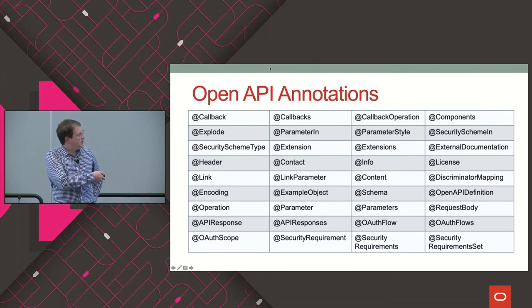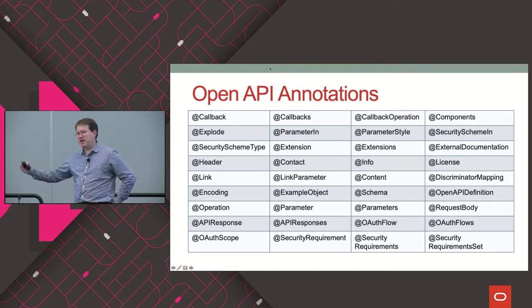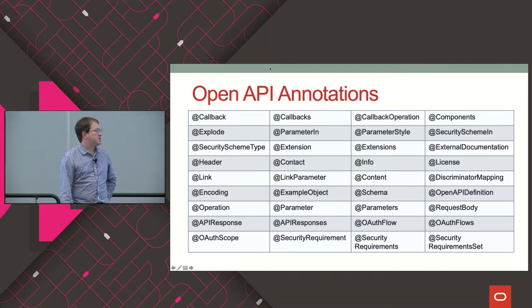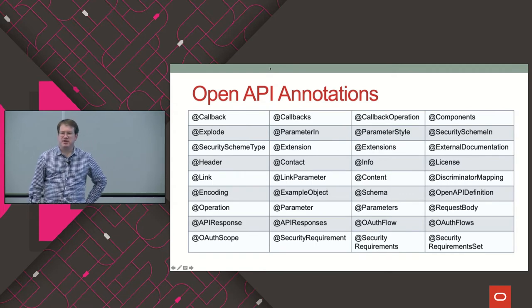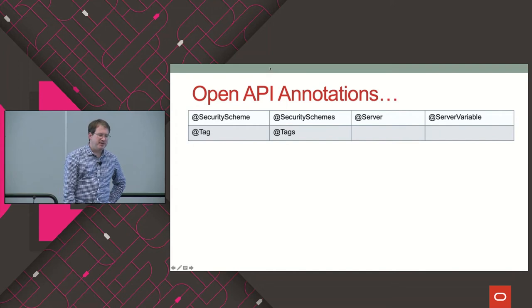The main ones that you end up using are operation, parameter, et cetera. With operation, you document what this operation does, and you can document what an individual parameter is. You just add these annotations onto your JAX-RS service, so it goes in with the rest of your JAX-RS annotations. As you can see, we've got OAuth flows, and header, for documenting header stuff. There's a ton of annotations here, so this is really easy to work with. And a couple more annotations here.